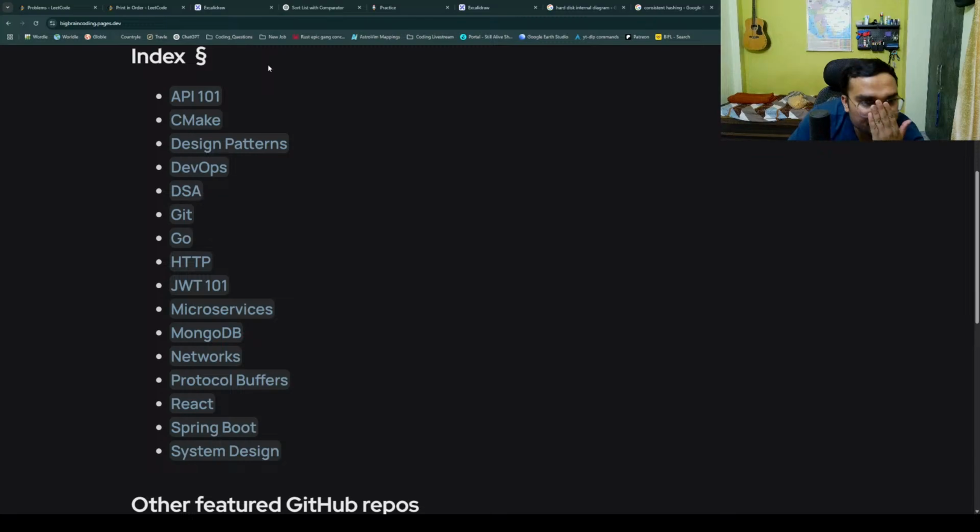Have I messed it up? Consistent. Hashing. Microservices consistent hashing. Is it a PDF?